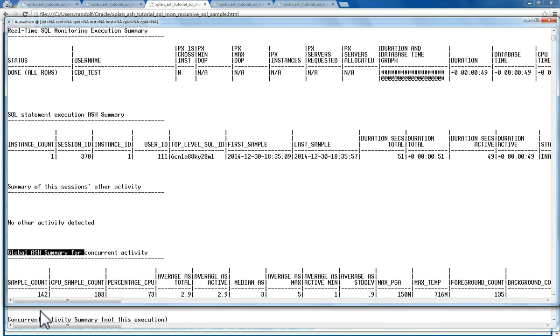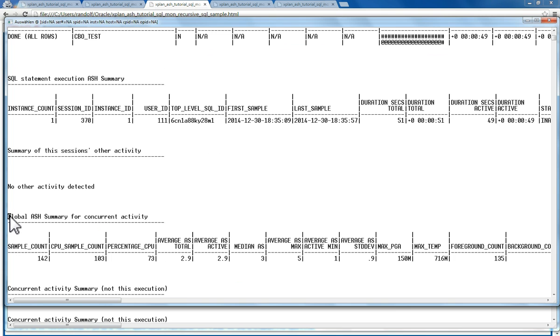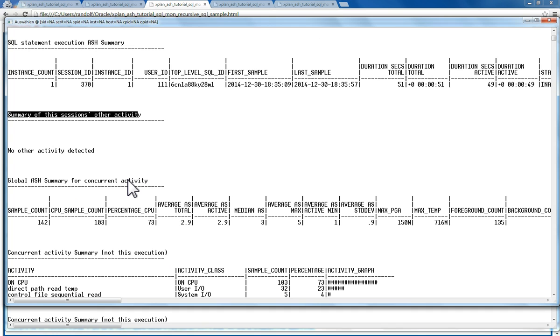Then we come to the next section, which is concurrent activity. These two sections here, the summary of the session's other activity and the other activity details, which is missing from this one because there wasn't any other activity. These two sections cover other SQL IDs, but sampled for the sessions that we're currently looking at with this analysis, whereas the following sections are now, as I outlined in the initial part of the tutorial, about the concurrent activity.